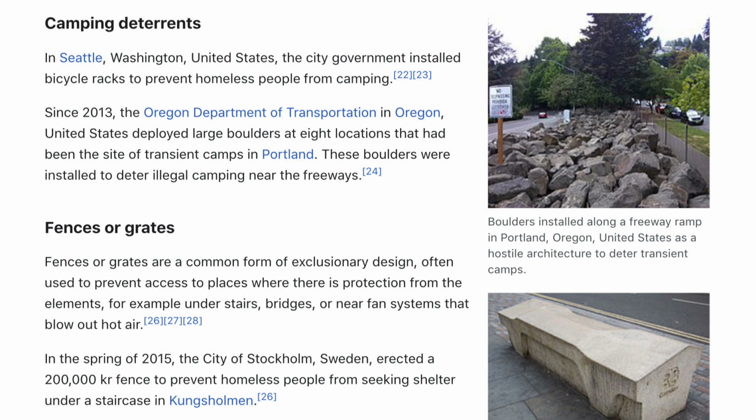Fences or grates. Fences or grates are a common form of exclusionary design, often used to prevent access to places where there is protection from the elements, for example under stairs, bridges, or near fan systems that blow out hot air. In the spring of 2015, the city of Stockholm, Sweden, erected a 200,000 kr fence to prevent homeless people from seeking shelter under a staircase in Kungsholmen.